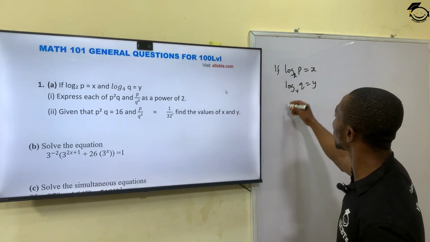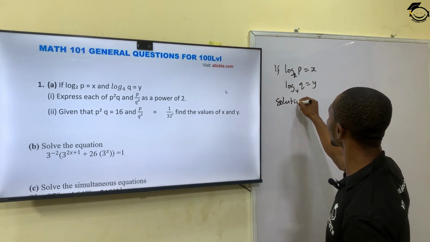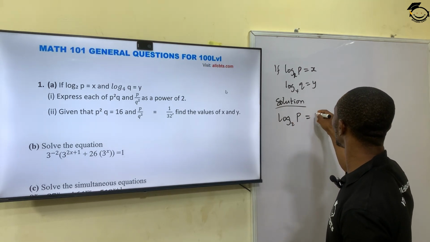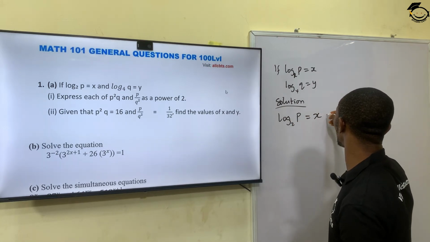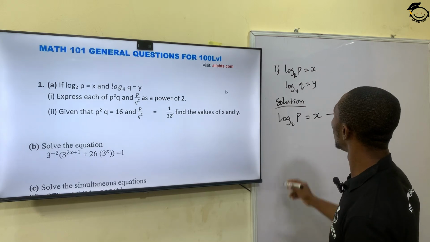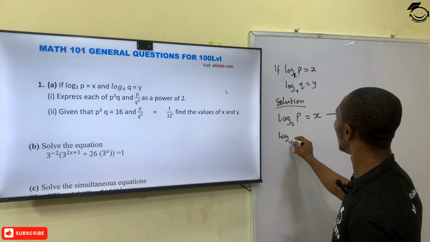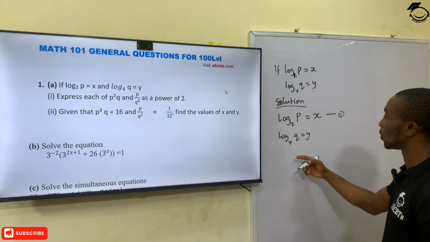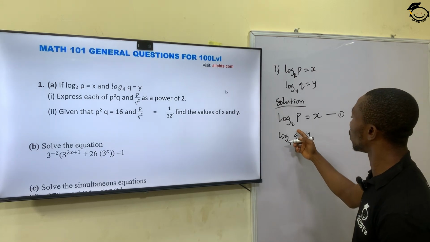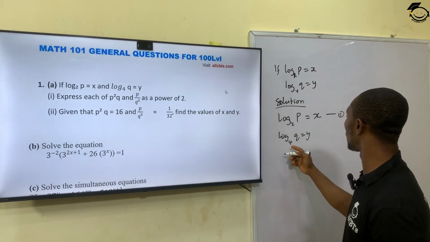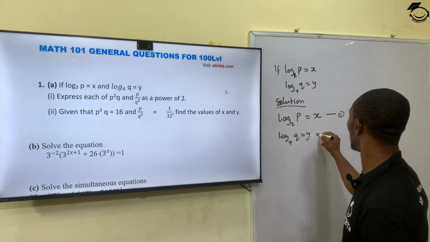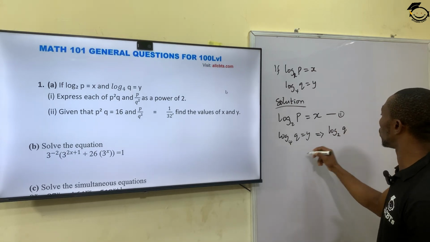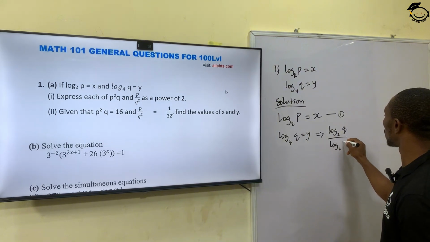All right, in solving this, since our log₂p is already in base 2, this will become our equation 1. So we need to convert log₄q equals y to base 2 also, to put them in a common base. We'll first apply our change of base law, which gives us log₂q, since that's what we want, all over log₂4.